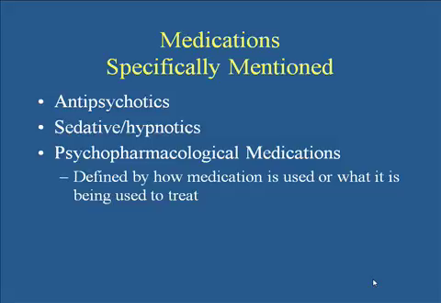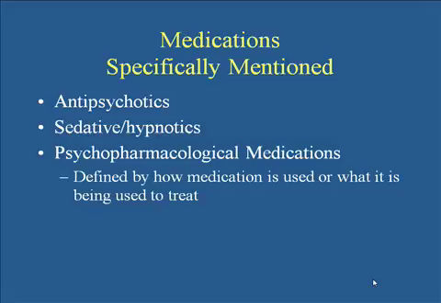Now, the unnecessary drug reg does list some very specific medications and classes of medications. The three general classes that are represented include two fairly narrow classes, the antipsychotics and also the sedative hypnotics, or agents to induce sleep. But then there's a very broad category, which is relatively new to this regulation, and it is called the psychopharmacological medication category. And this broad category is really defined by how a medication is used or what that medication is being used to treat. So the diagnosis or indication, if you will.